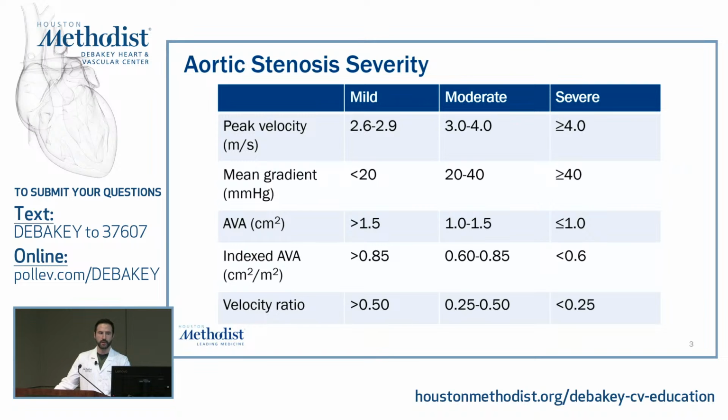And so the way we diagnose it is, as you know, based on gradients. So we estimate the peak velocity, the mean gradient, and then from the LVOT measurements, we derive an aortic valve area, which is estimated based on the continuity equation. And based on those numbers, we can grade aortic stenosis as mild, moderate, or severe. Severe being a gradient more than 40, peak velocity more than 4, and an aortic valve area less than 1.